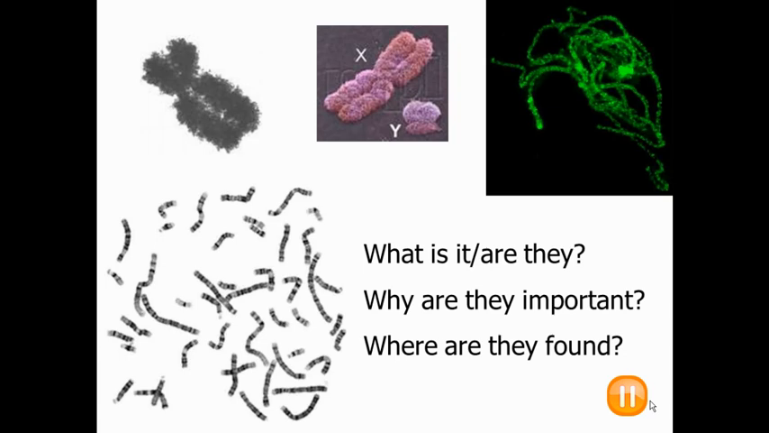So I want you to pause the video, think about what they are, why do you think they're important, where are they found? So some of you maybe already know these are chromosomes. So these can be shown like this, as single strands that are all coiled together in a bit of a mess, and looks a bit like spaghetti, I suppose, in that picture there at the bottom left.